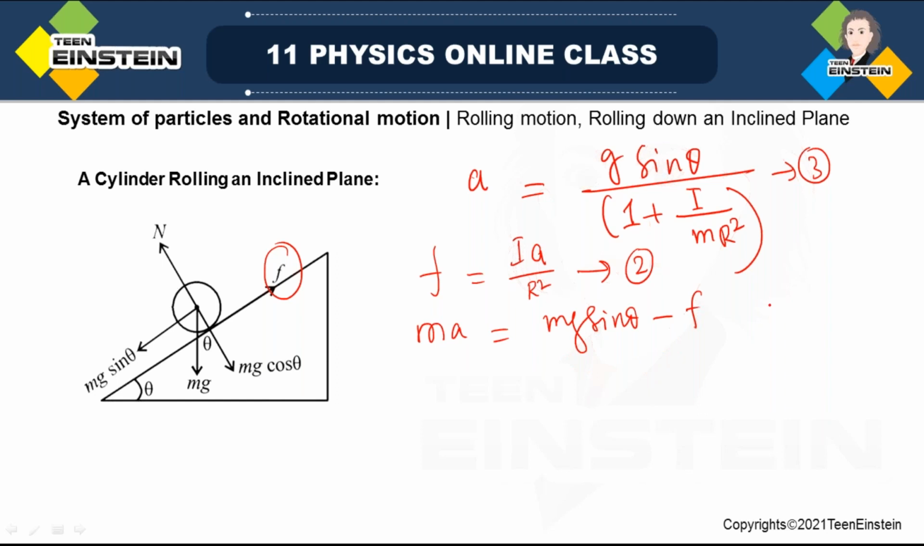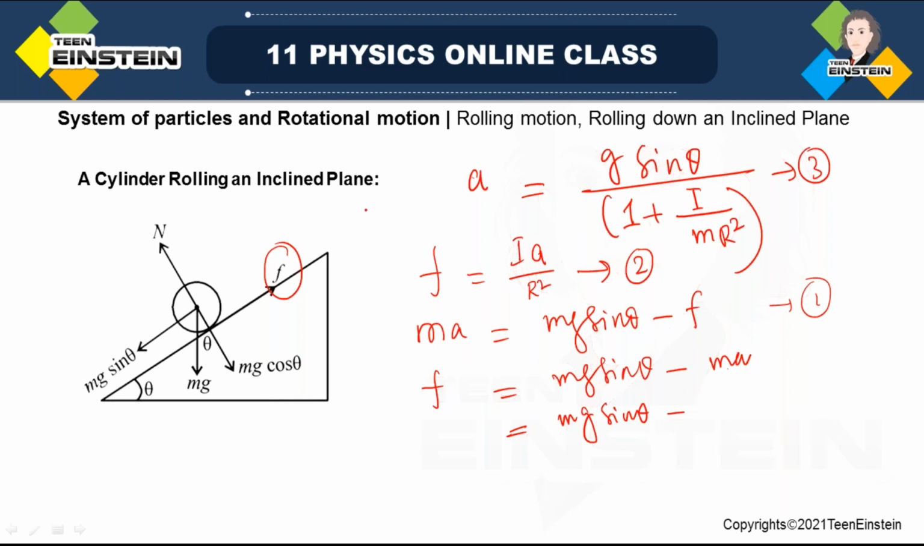Okay. So this was equation number 1 in fact. So I'll just do from here. Let me see how we get. So f is equal to mg sine theta minus m into a. So mg sine theta I have here, and see a is this much.